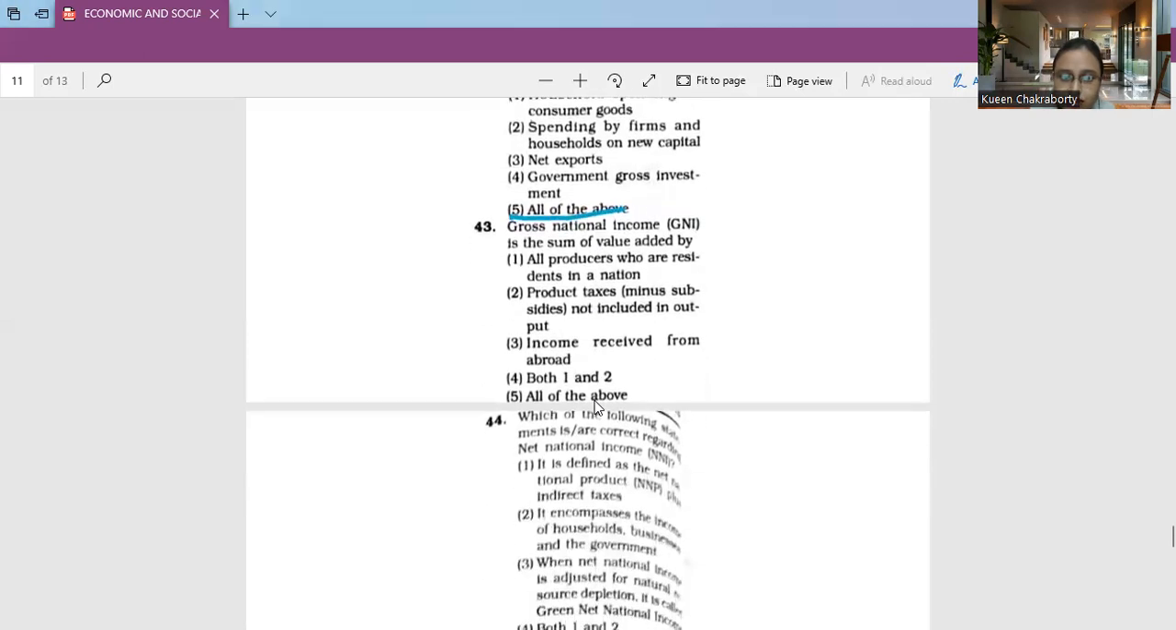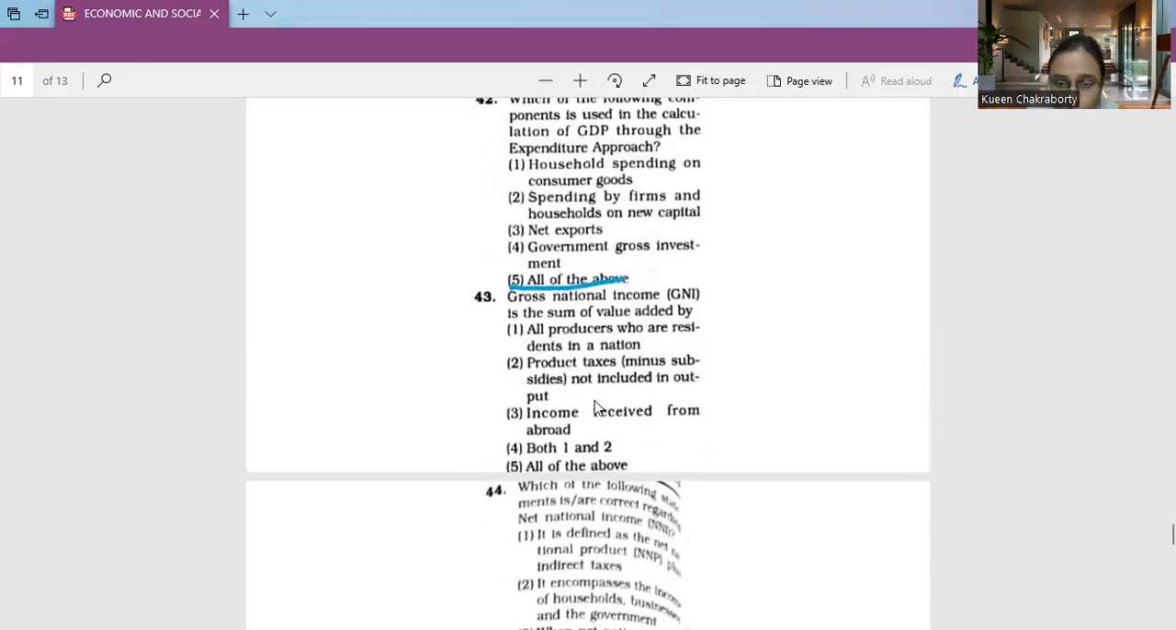Next, moving on to question number 43. Gross national income, which is the GNI, is the sum of value added by: number 1, all producers who are residents in a nation. Number 2, product taxes minus subsidies not included in output. Number 3, income received from abroad. Number 4 is both 1 and 2. And number 5 is all of the above. Now, I will say the correct answer to this is all of the above.